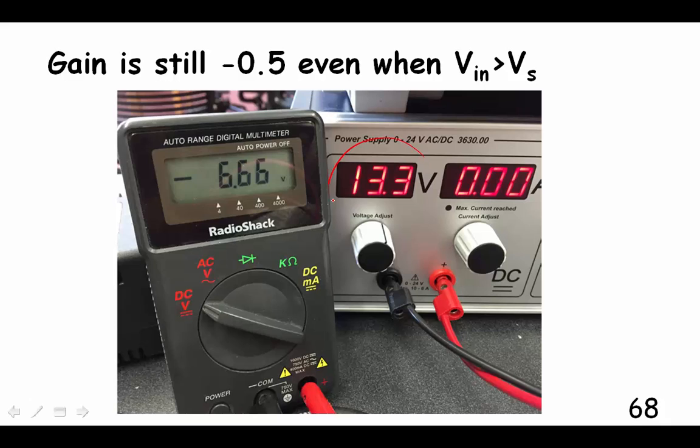Now we're above our supply voltage, but we're still hanging in there with the op amp working, and that's because it's okay to have a high input voltage because the op amp doesn't even see that voltage. It just sees the current that's coming in.